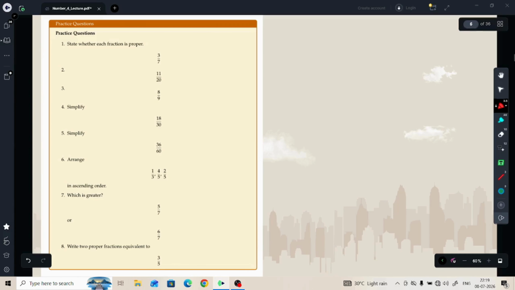Then some questions are also here. Just like, state whether each fraction is proper. So I think you can just do these kinds of questions.